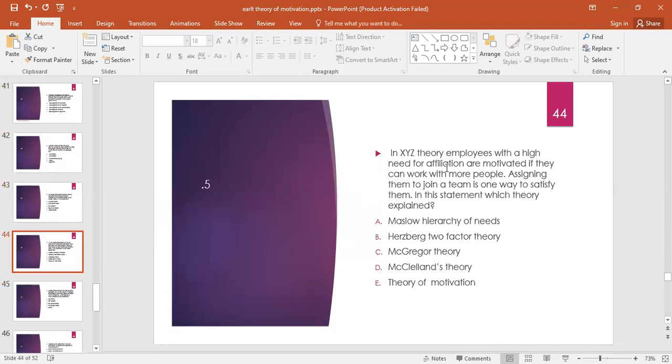In XYZ theory, employees with a high need for affiliation are motivated if they can work with more people. Assigning them to join a team is one way to satisfy them. In this statement, which theory explains this? Maslow's hierarchy of needs, Herzberg's two-factor theory, McGregor's theory, McClelland's theory, or theory of motivation? Yes, D is the right answer, McClelland's theory.